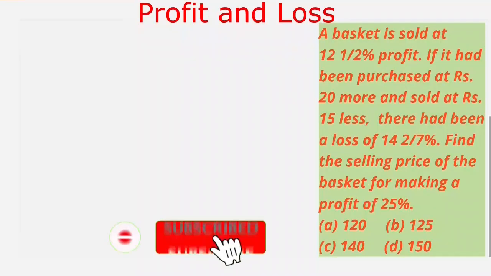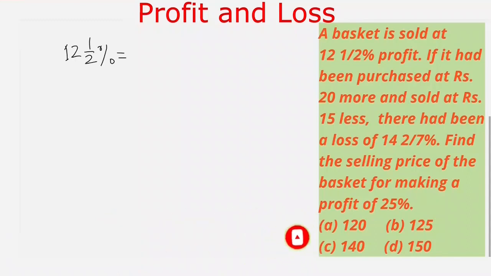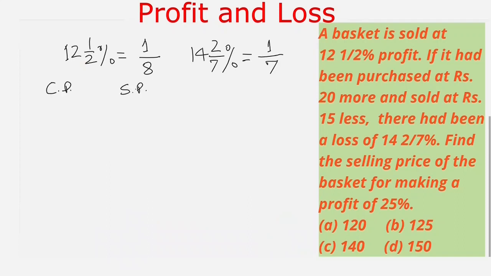We solve this question by conceptual method as well as by shortcut method. 12.5% when converted into fraction comes out to be 1 upon 8, and 14 whole and 2 upon 7% is equal to 1 upon 7 when converted into fraction. The basket is sold at 12.5% profit. It means that if we assume the cost price to be 8x, then there will be a profit of 1x on it, as 12.5% equal to 1 upon 8. So 8x plus 1x is 9x. Then our selling price becomes 9x.